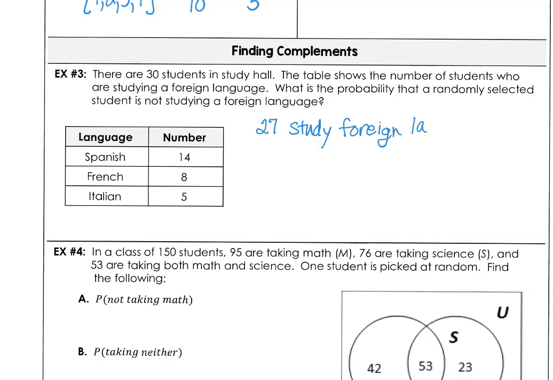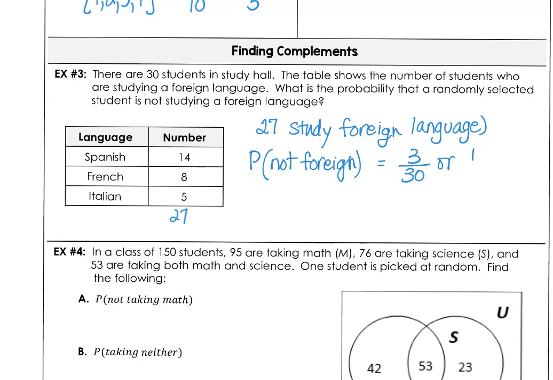So the probability of not studying a foreign language would be the 3 that are left over out of the total 30. So 27 are studying here, and the probability of not studying a foreign language would be 3 out of the 30, or 1 out of 10, or if you wanted to say 10%, all of those would be correct.